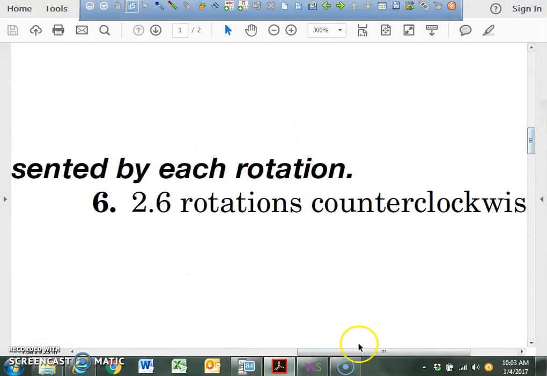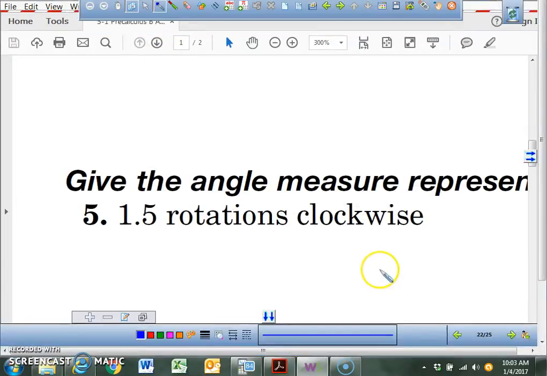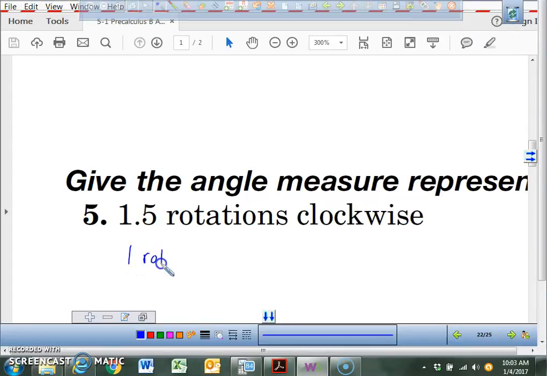Okay? Alright. By the way, everybody, these are very, very easy. If it tells you to do 1.5 rotations, I want you to write down in your journal: one rotation clockwise equals negative 360 degrees.